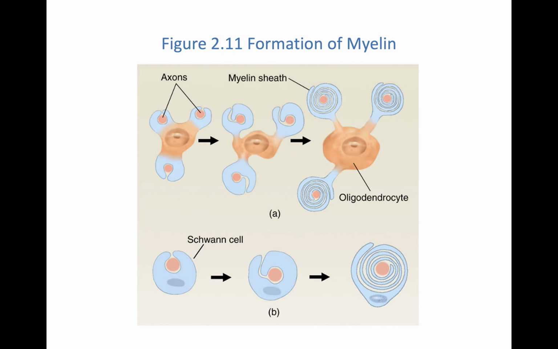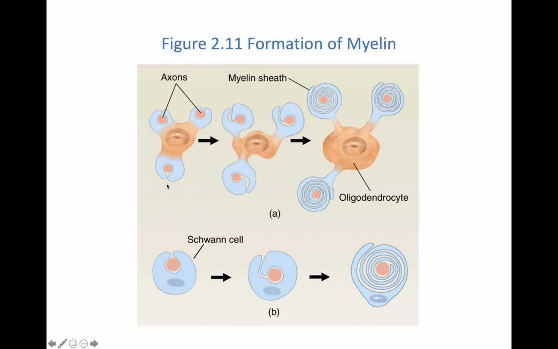Next, I want to talk about Schwann cells. Now, oligodendrocytes do myelination in the central nervous system, the CNS, the brain and the spinal cord. In the peripheral nervous system, or the PNS, Schwann cells are the cells that do the myelination. In the CNS, oligodendrocytes myelinate. In the PNS, Schwann cells do the myelinating.